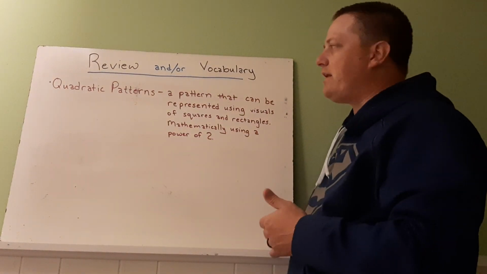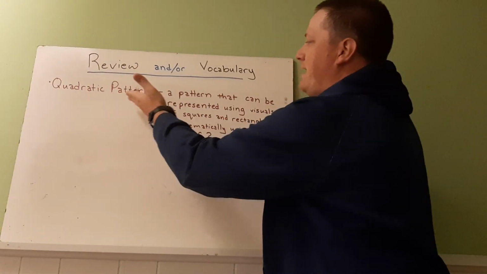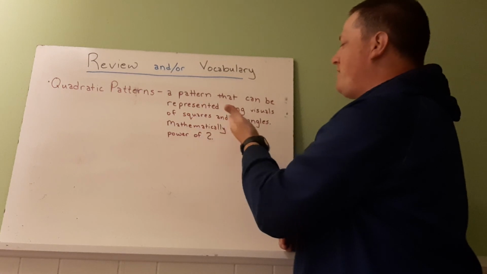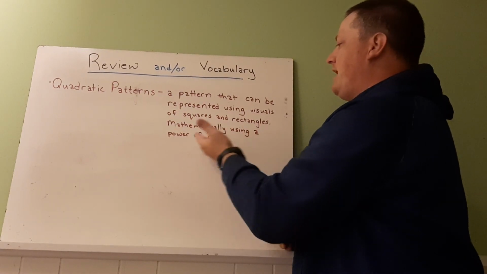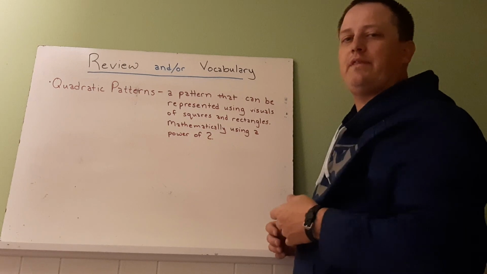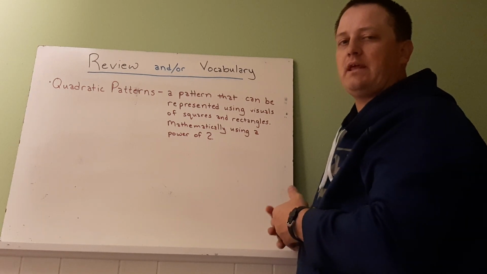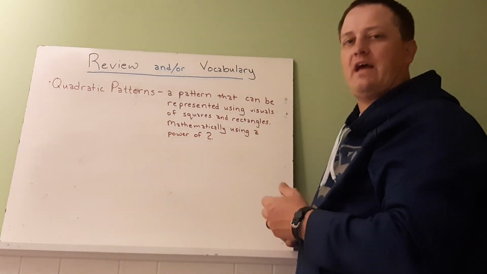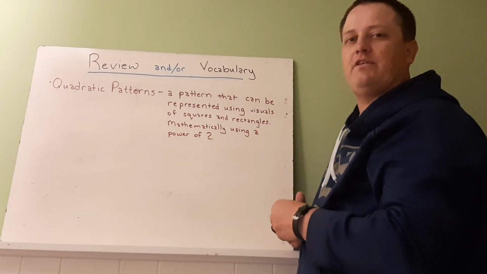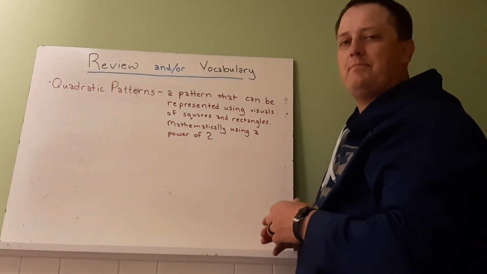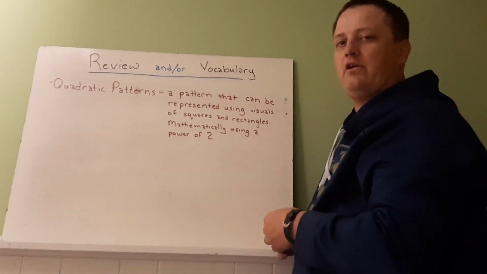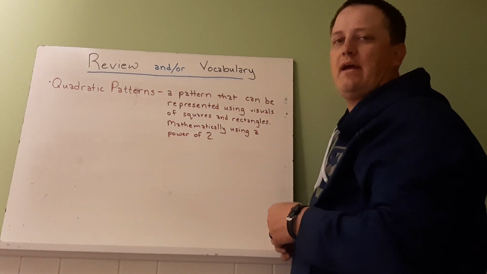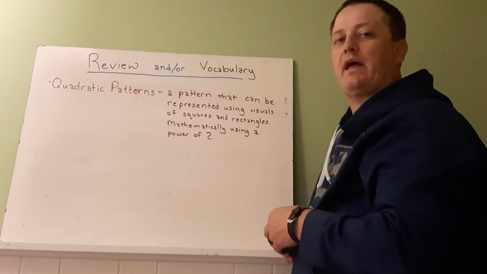All right, our vocabulary for this lesson is quadratic patterns, a pattern that can be represented using visuals of squares and rectangles, mathematically using a power of 2. So the idea here is we can typically draw a square or a rectangle. Sometimes there's missing parts or there's added parts just because of the situation, but we can use the basic idea of a square or a rectangle to represent the numbers, and mathematically this looks like having a power of 2, so like x squared.